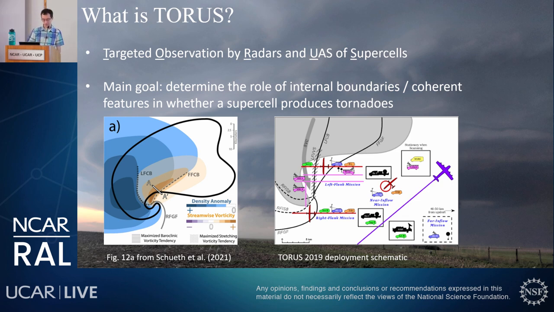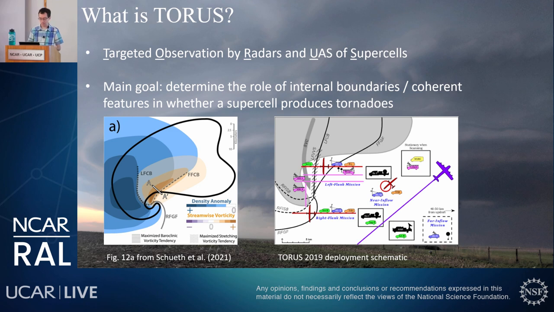And finally, you've also got the rear flank gust front and possibly rear flank internal surges. You can see those in the TORUS diagram here. Those can also play a role in wrapping up that low level meso and the low level vorticity beneath it.